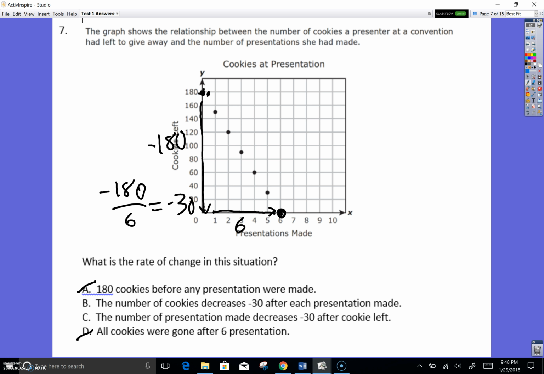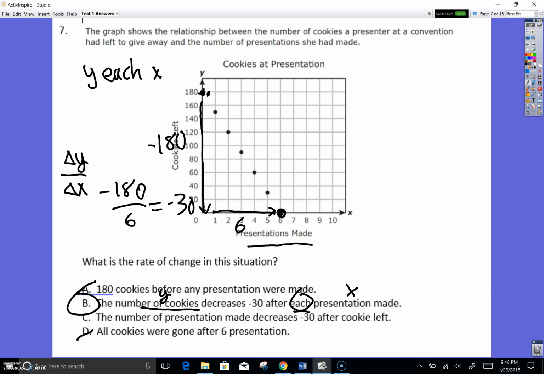Remember, it's change in y over change in x, okay? So we like to use the y first. The number of cookies decreases after each, okay? So we like to say y, then we use the word each or per, then we use the x term, presentation made. This is the x. Number of cookies, that's the y, okay? Y each x. So our answer is B.